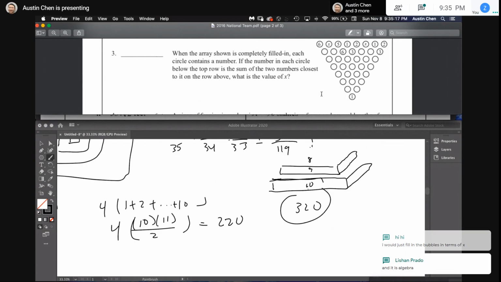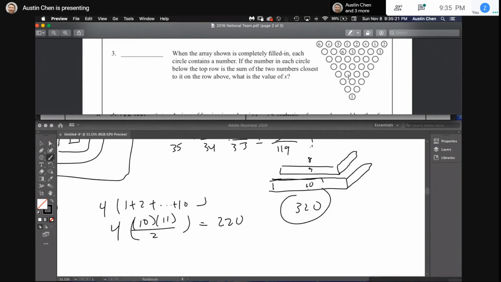Right, I mean, on the test, I would definitely just fill it in. Also, this is a team round, so you can have multiple people fill it in. Filling it in won't be that hard. There's not that many circles, so I think plugging it in wouldn't be that bad.